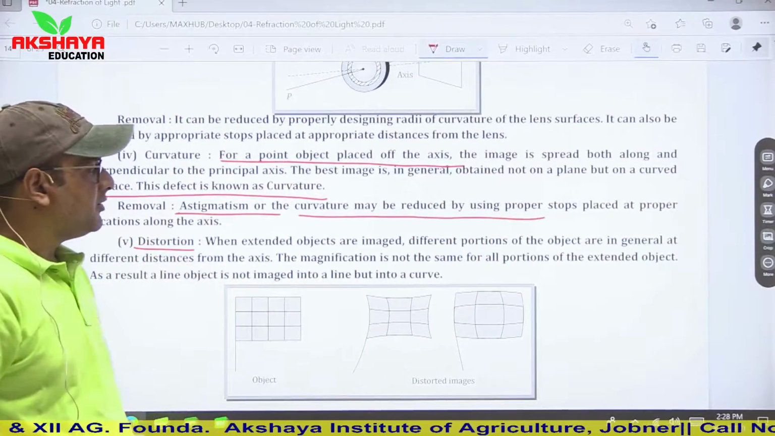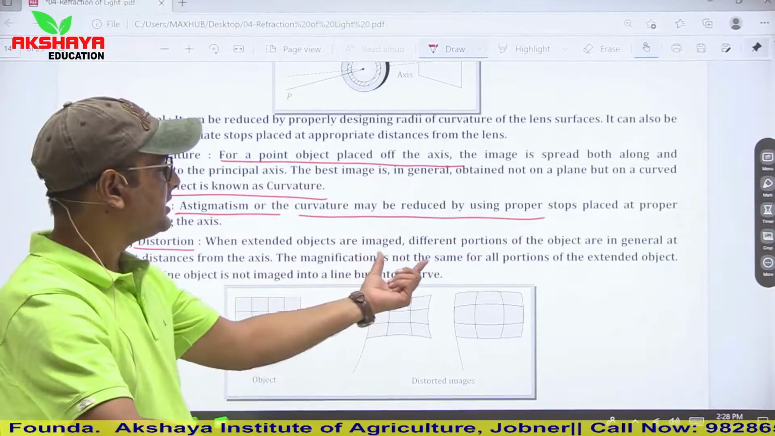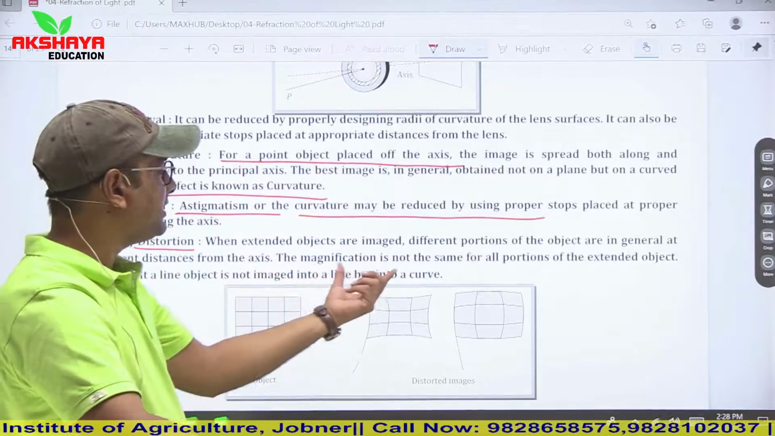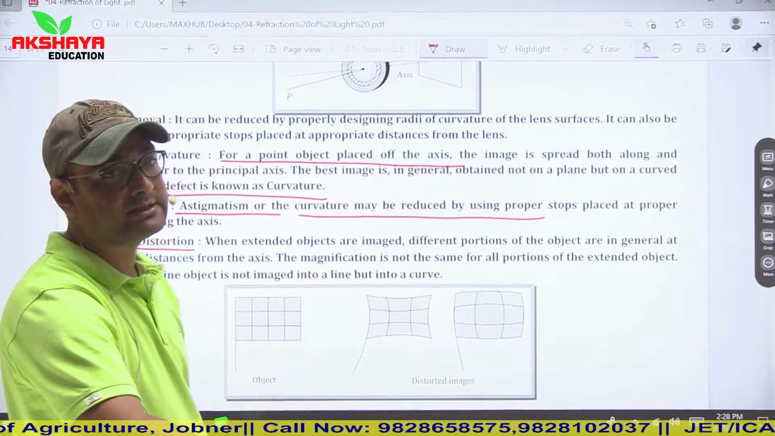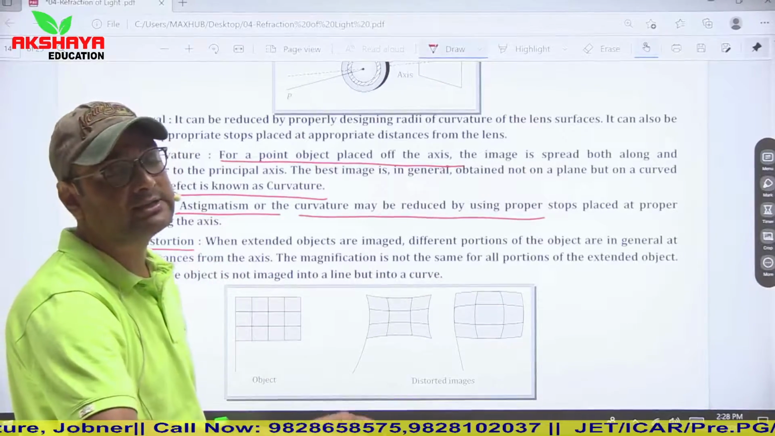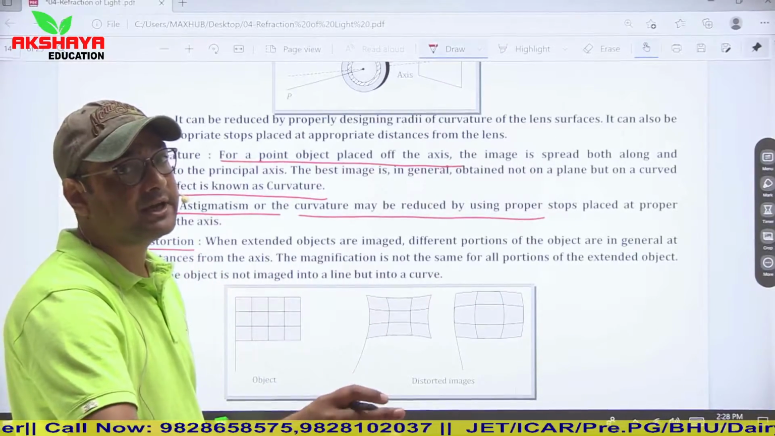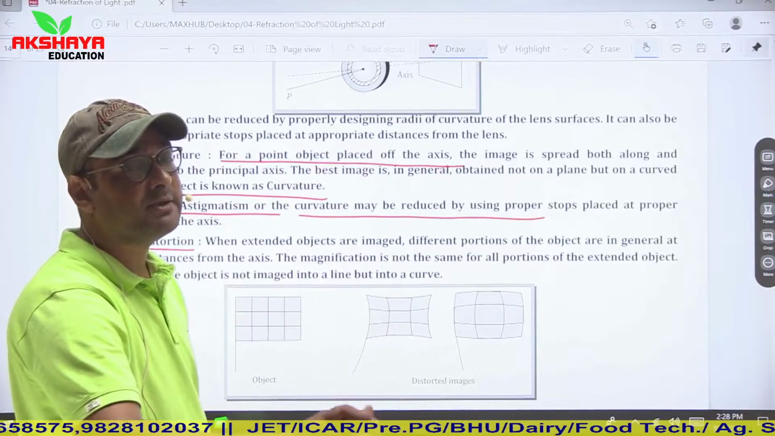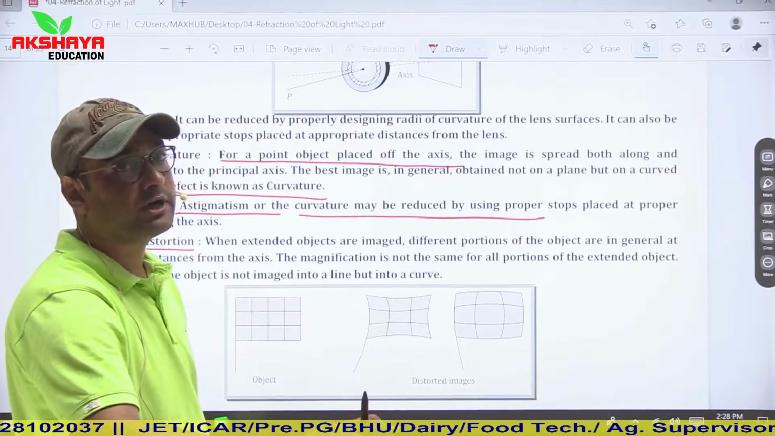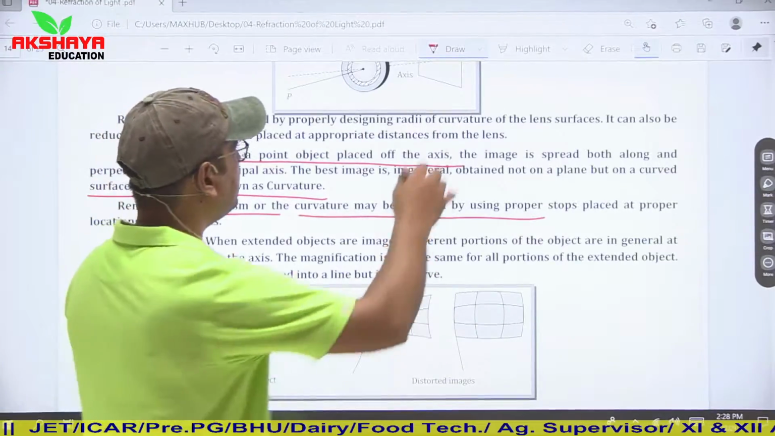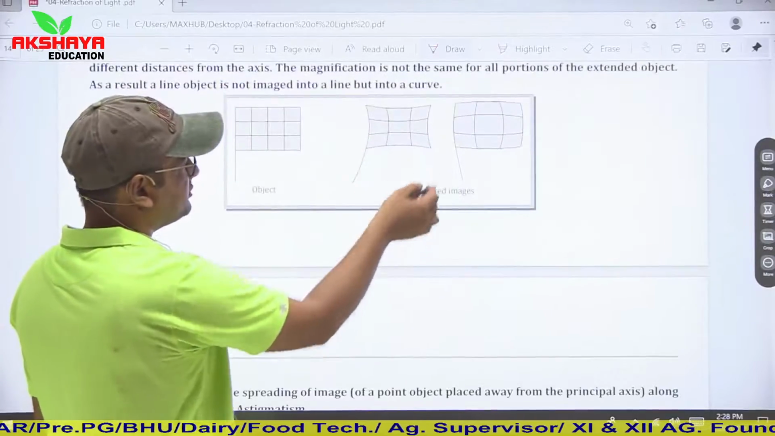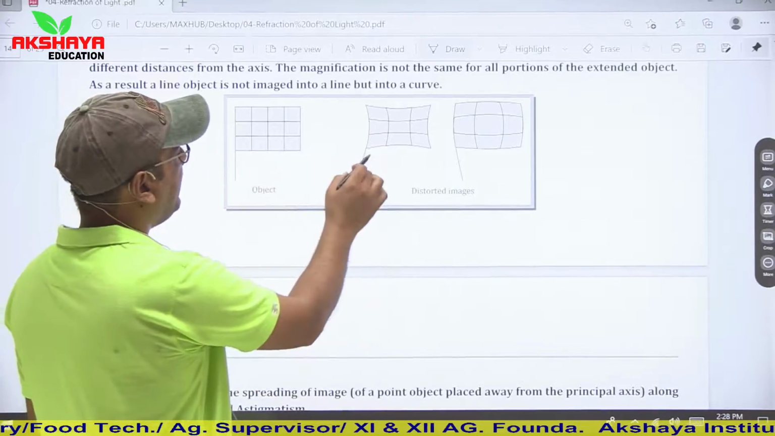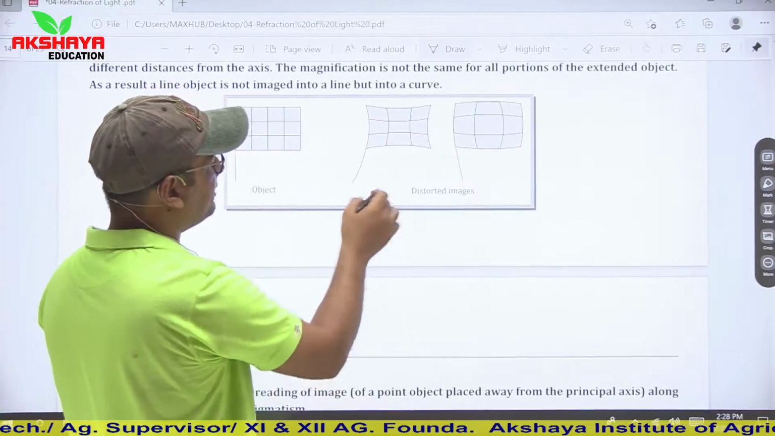Then distortion. When extended objects are imaged, different portions of objects are in general at different distances from the axis. The magnification is not the same for all the portions. So in case of extended objects, we cannot find proper magnification in their images. Some portions are distorted. That's why it is known as distortion defect. It can be clearly seen: this is purely a rectangular object and in its image, particular parts are distorted.